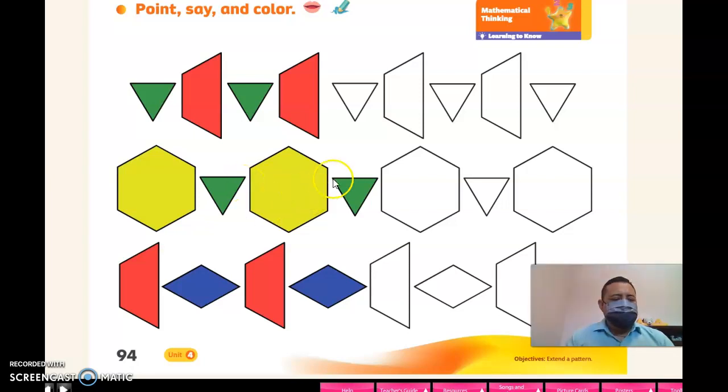Hello guys, el día de hoy trabajamos con la página número 94, page 94, and we have these shapes.